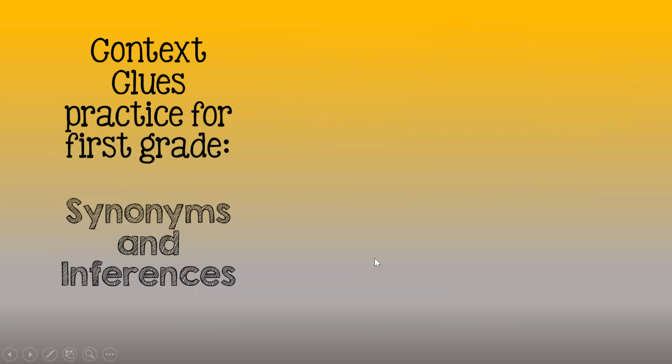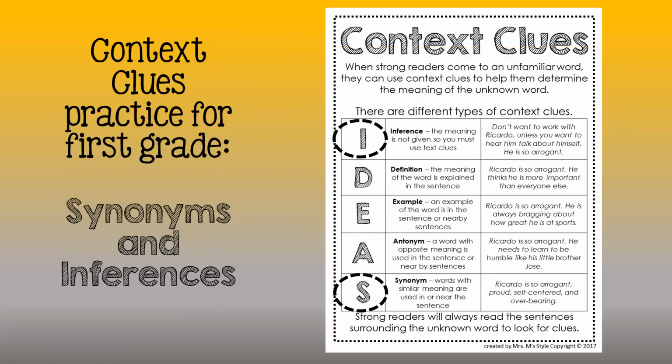Context clues that we're going to focus on for first grade will include synonym clues and inferencing clues. I want you to be aware that there are 5 other ways that you'll learn about as you go through elementary school that will help you understand context clues. We're just going to focus on I-D-E-A-S ideas. The I stands for inferencing. We're going to focus on the meanings that are not given to you, and you must use clues in all of the text around that unknown word. And we will focus on synonyms.